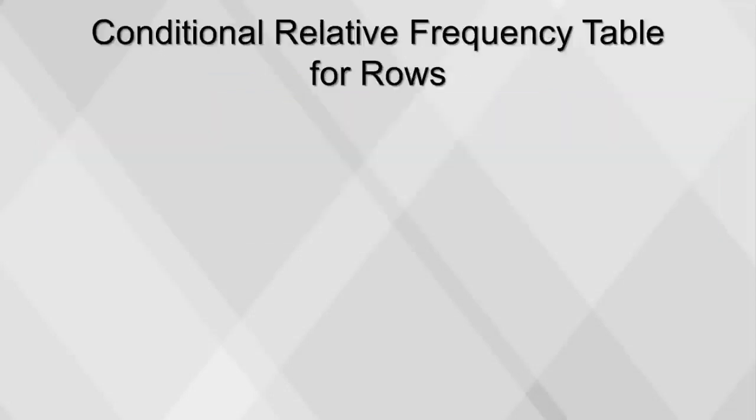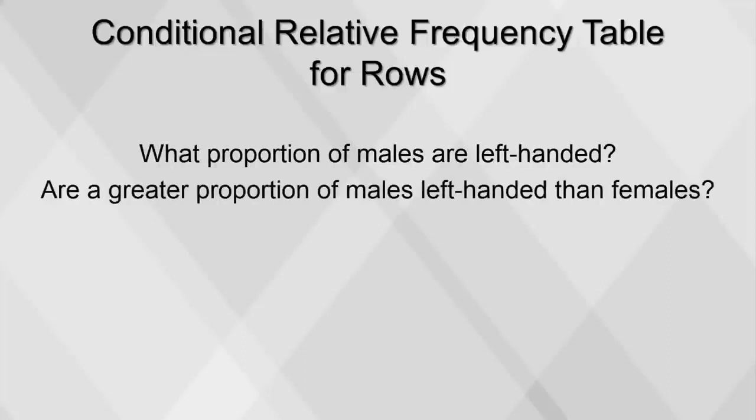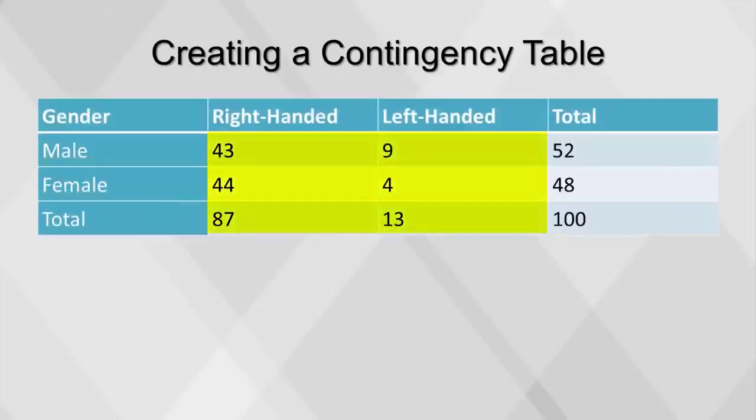There are other questions, however, that are harder to answer, and these deal with the proportions of each combination. What proportion or percent of males are left-handed? And are a greater proportion of males left-handed than the proportion of females? For these questions, the proportion of gender, we need to divide the values in the cells by the totals along the gender axis, which in this case is the vertical axis.